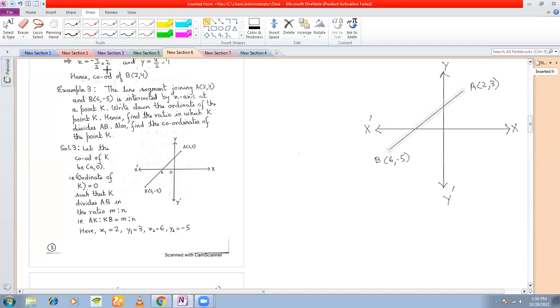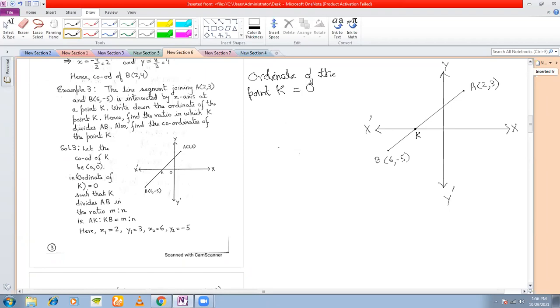Okay. This line segment is intersected by the x-axis at the point K. So this point becomes your K. First question is: write down the ordinate of the point K. So what is the ordinate of the point K? It is 0. Ordinate of the point K is equal to 0.